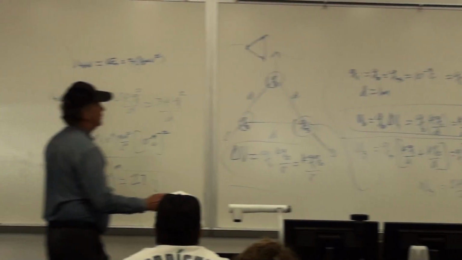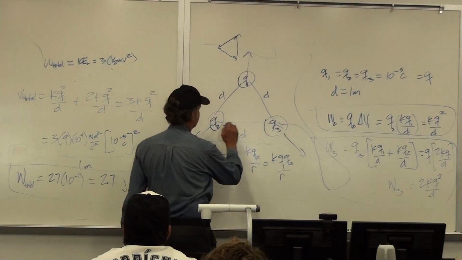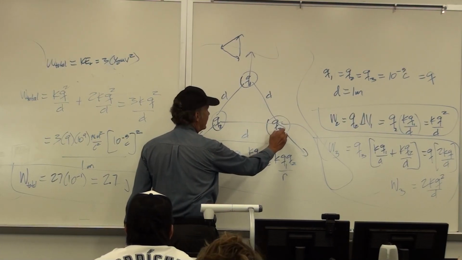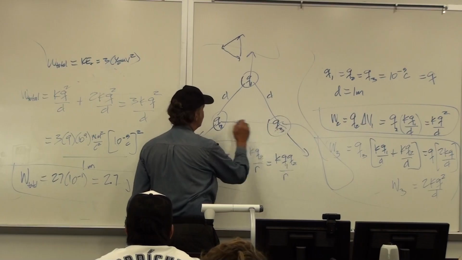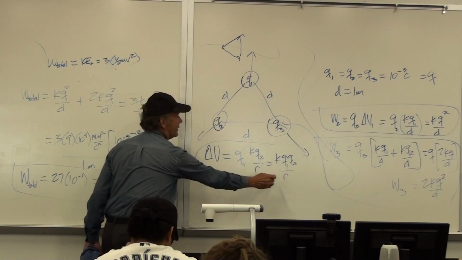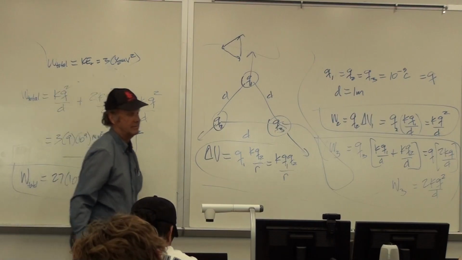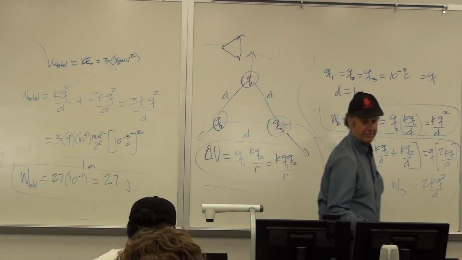Because it's easy to go, well, this potential energy, K Q2 Q3 over R. And then, well, there's this one too, K Q3 Q2 over R. You know? And then you've counted too many times. You have a factor of 2 error.